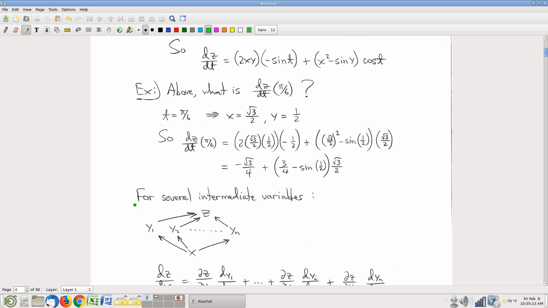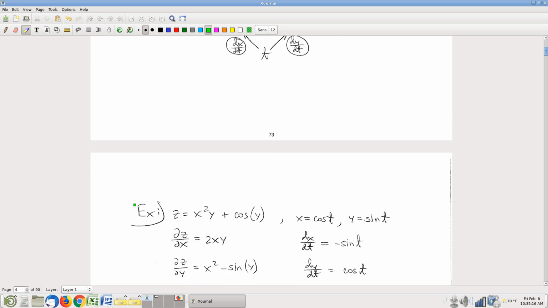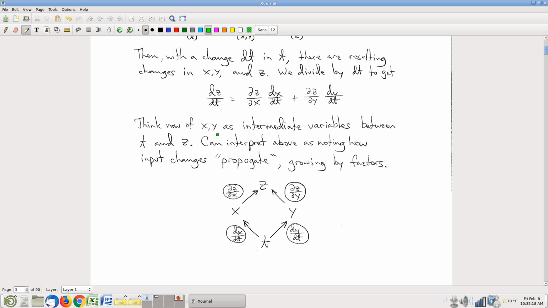Okay, so now we considered here a good starting case. We considered what happens when you have what I like to call two intermediate variables. So again, z is a function of x and y, which are functions of t, and these represent two different paths through which changes in t can contribute to changes in z. So two intermediate variables, two corresponding paths through which changes can propagate.